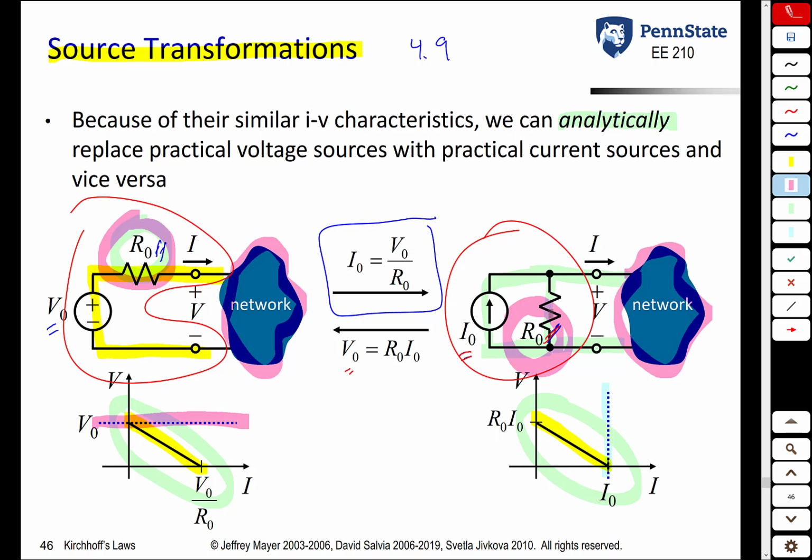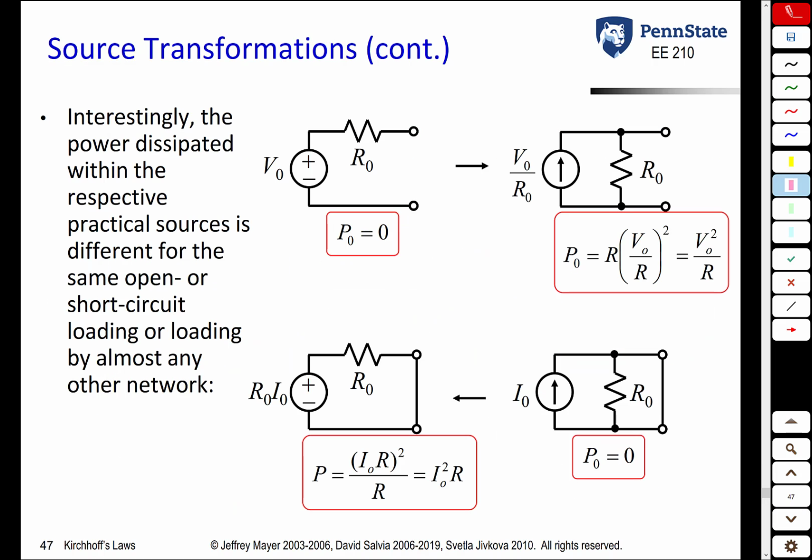We're going to do an example in a couple slides. But before we do that, we need to make an important observation. And that is that when you do the source transformation, the power being delivered by the source changes. For example, let's look at a practical voltage source with open circuit loading. In other words, there's no load attached here. Because there's no current flowing out this terminal, the actual power being delivered by this source is zero.